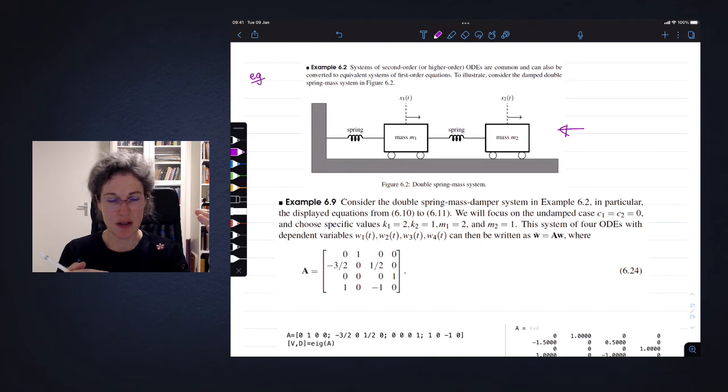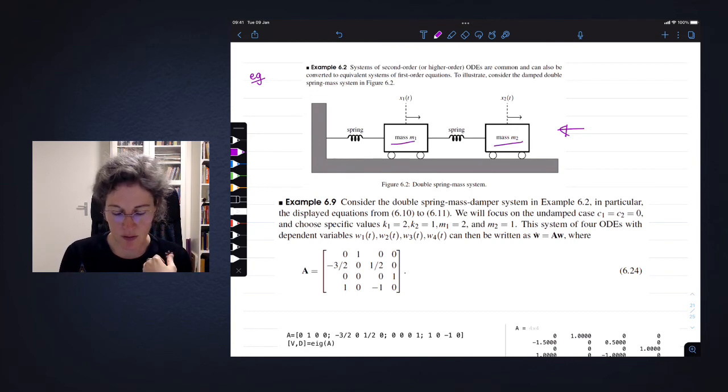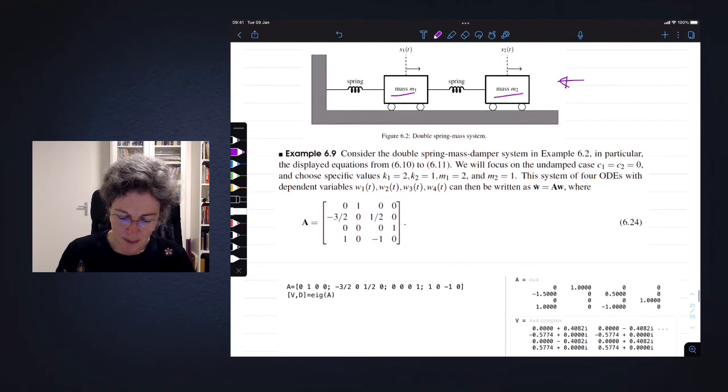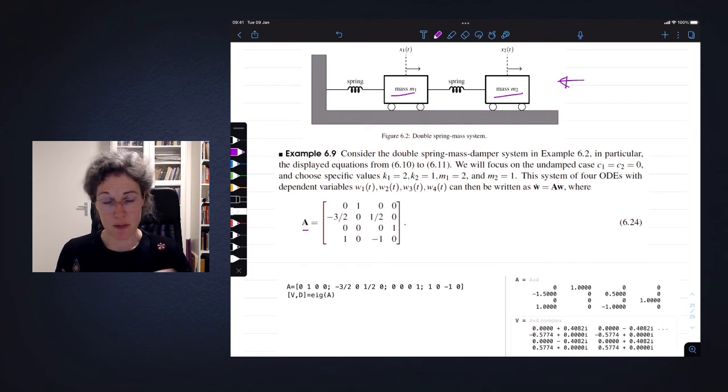So you could model this using two second-order differential equations, because we've seen that to model something on a spring, you need a second-order differential equation, and you'd have one for each mass. And then you can use the same trick that we did to get the second order into two first order. You take each second order and turn it into two first orders. So you would end up with four first order differential equations, in which case you would have a matrix A that is 4 by 4.